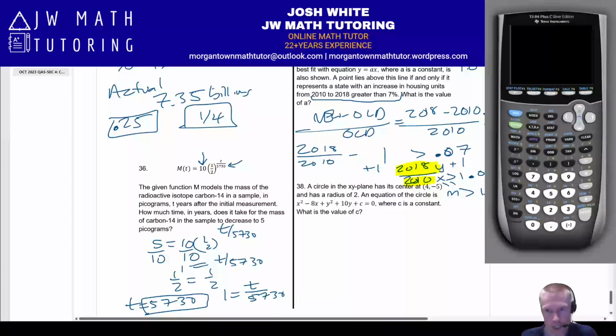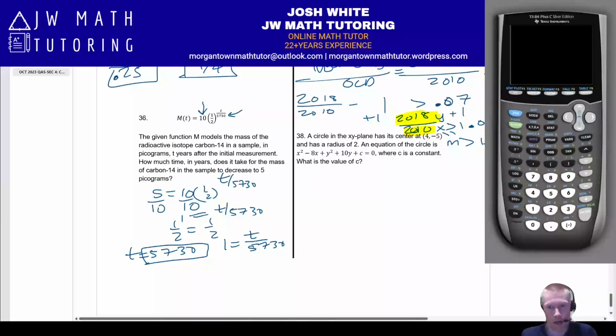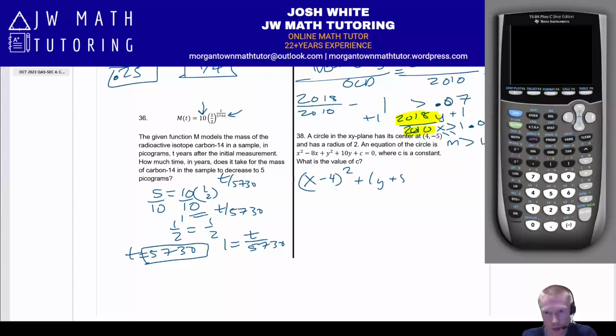All right, now for the last question, number 38. You are told about a circle and given its center and radius, and then they give you its equation, but they give you a constant. They want to know what that is. So basically, you can write the equation of the circle in standard form, which would be x minus 4 squared plus y plus 5 squared equals 2 squared. Now I'm just going to turn this into 4.